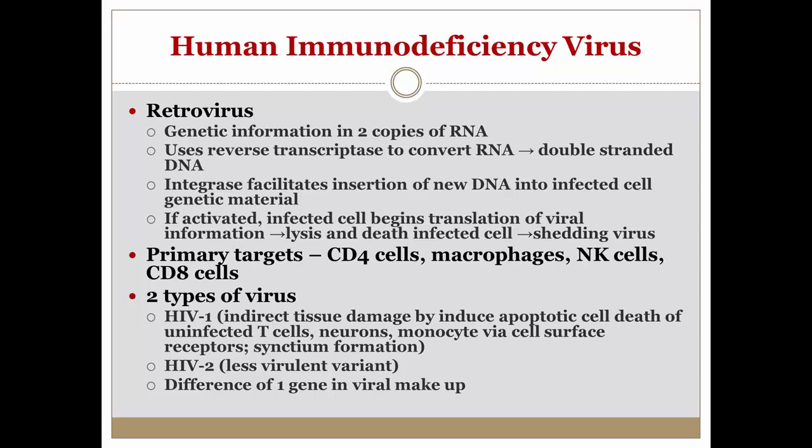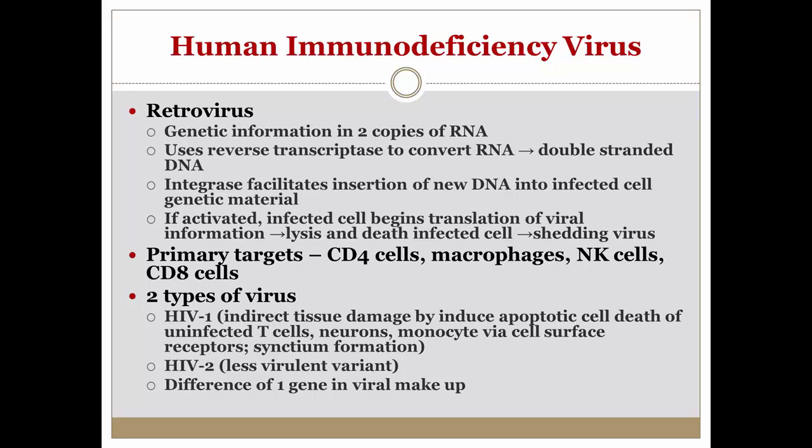If the virus is activated, the infected cell begins translation of the viral information, which then leads to lysis and death of the infected cell. Once that infected cell dies, the virus is shed into the lymphatic tissue, and that's how it then becomes disseminated.